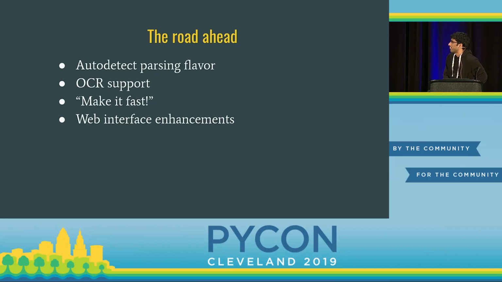So this is the road ahead with these projects. Right now, you have to choose a parsing flavor. I'm working on having an auto-detection algorithm built in which automatically chooses your parsing flavor. Right now, Camelot only works with text-based PDFs. So there's also a plan to add OCR support so that it can work on scanned images. And there are a couple of minor speed optimizations that can be done here and there. And since you looked at the web interface, it looked very simple since I'm not a front-end engineer. So if any of you know a little bit of front-end, you can help me out there, I think.